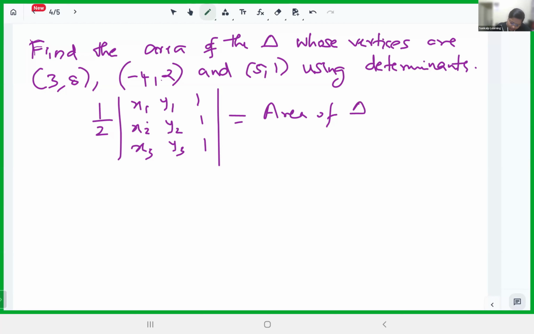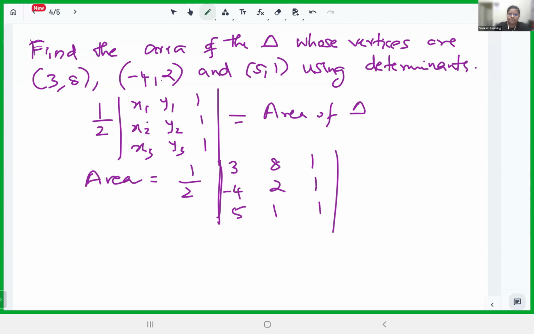All right. So this can be written as area is equal to half of the determinant with rows 3, 8, 1; minus 4, 2, 1; 5, 1, 1. So this is our area. All right. And now what you have to do, you have to find out the determinant. So you put half there itself and find out the value of the determinant first.